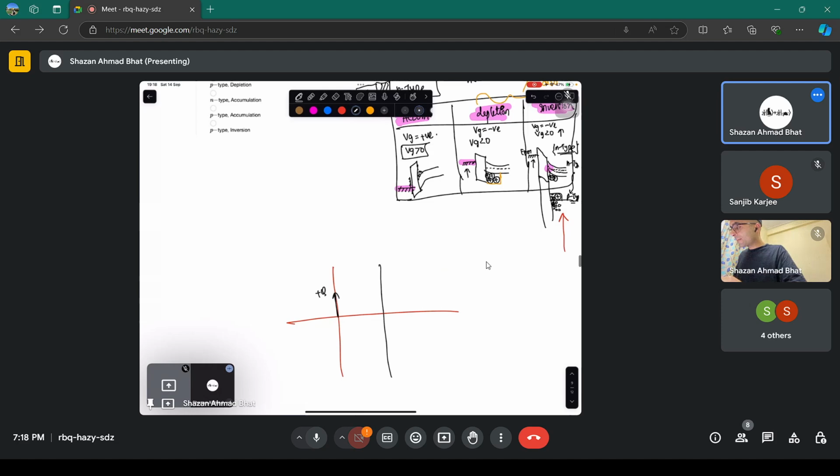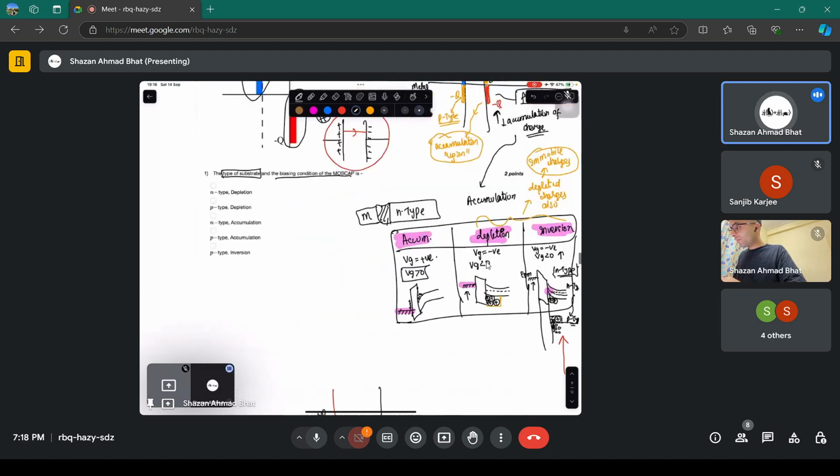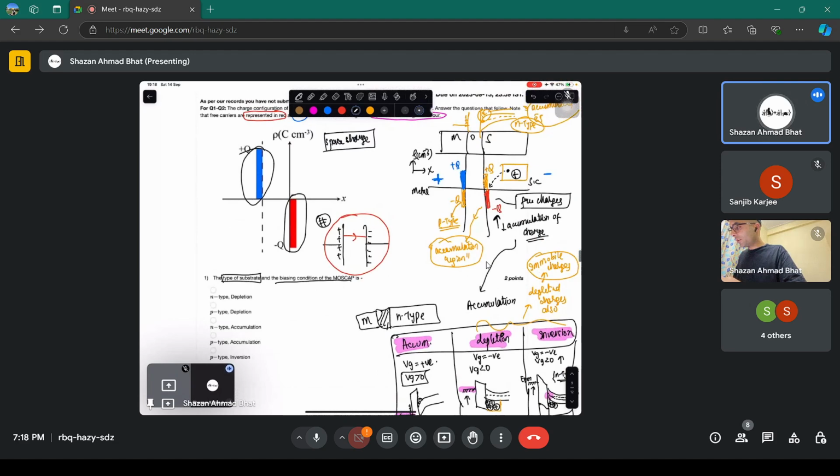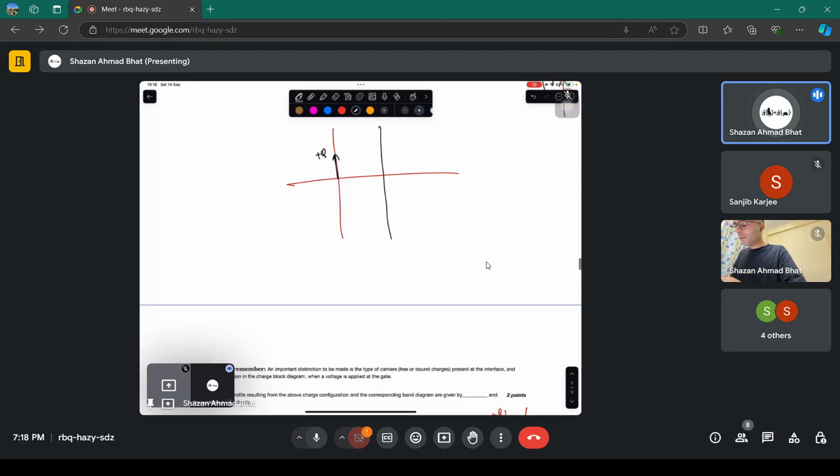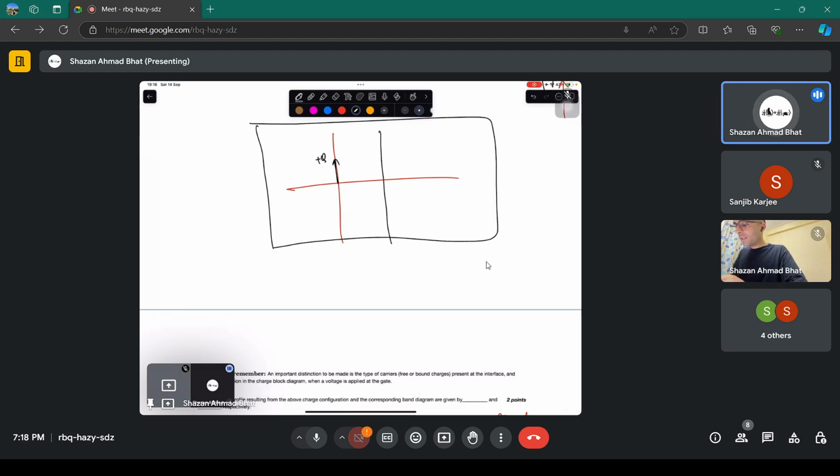Am I confusing or am I just messing up things here? Let me check. Let me talk about this particular scenario first. If there was a positive charge on this particular side, and there was a space charge, depletion charge like this, negative ions, and there were electrons present also, that means this is a scenario of inversion, because both free charges and depletion charges are present. So this is inversion.